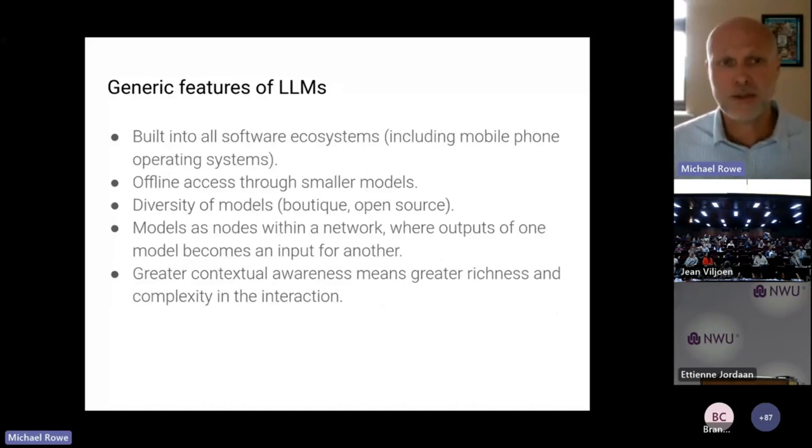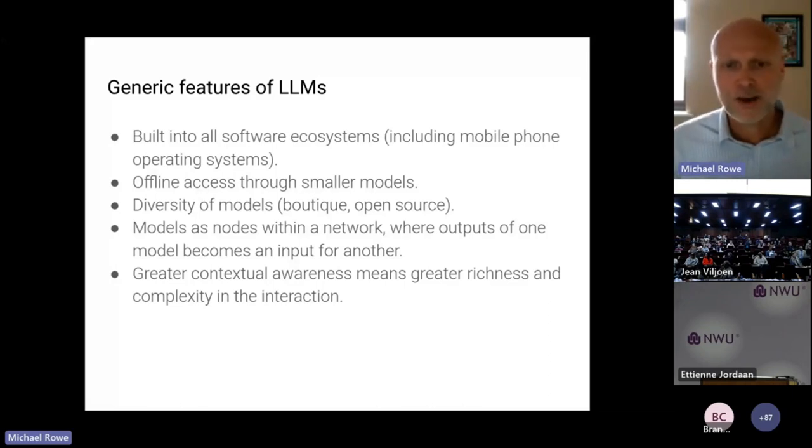At the moment, these are what I think of as the generic features of large language models. They're currently being built into all software ecosystems, from Microsoft to Facebook to Apple to Google. We're going to see these being built into mobile phone operating systems. So this is going to become a natural part of the fabric of our society. It's not something that you're going to need a computer for very soon. It's not something that you're going to be typing questions into, and it's definitely not something that we're going to be able to control and ban in higher education.